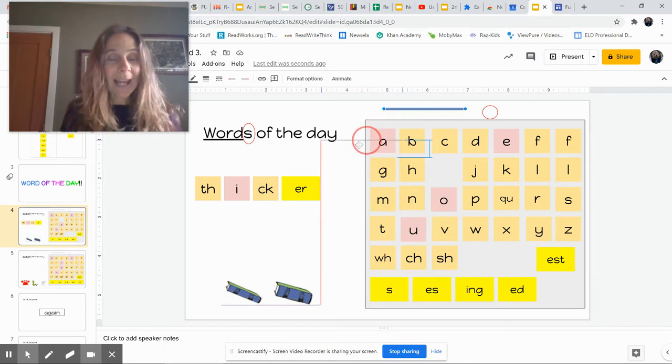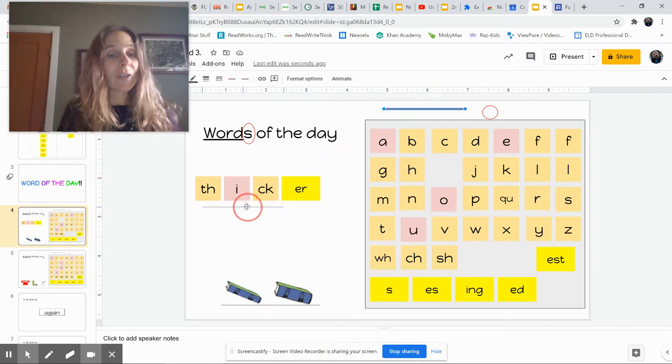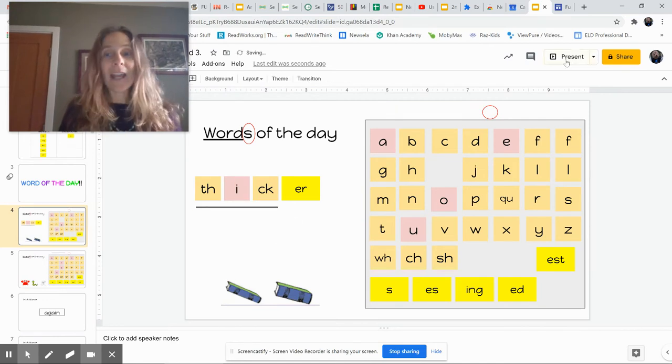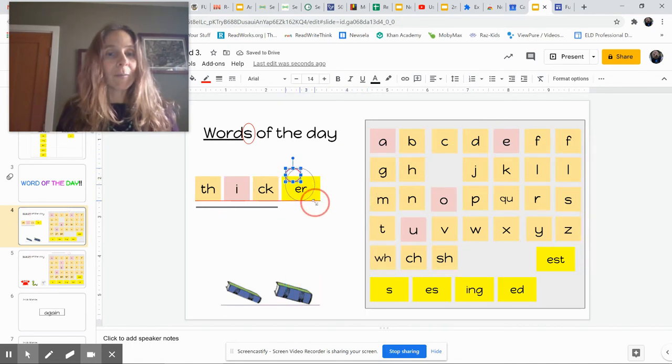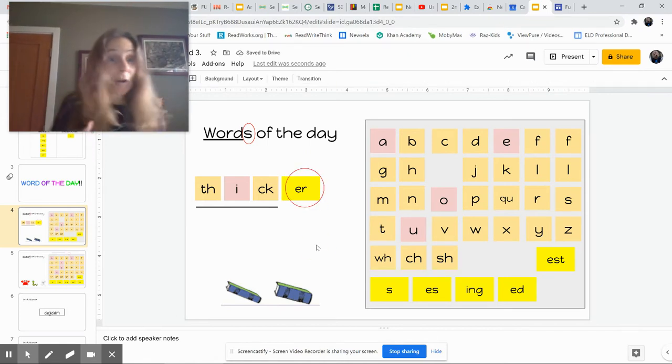So I'm going to take my line and I'm going to underline my base word, which is thick. And then I'm going to use my handy little circle over here, and circle my suffix er. That's how I'm going to mark words that have a suffix on them. So I underline my base word and I circle my suffix. And now let's talk about thicker.